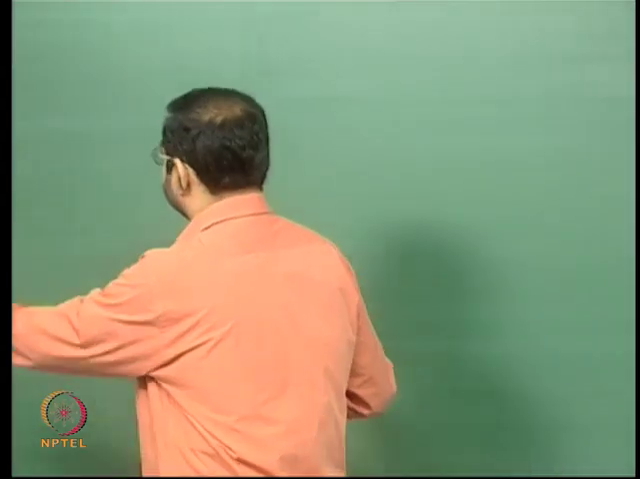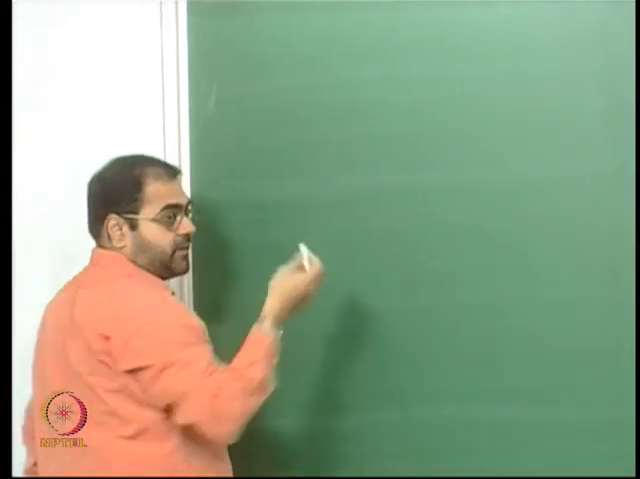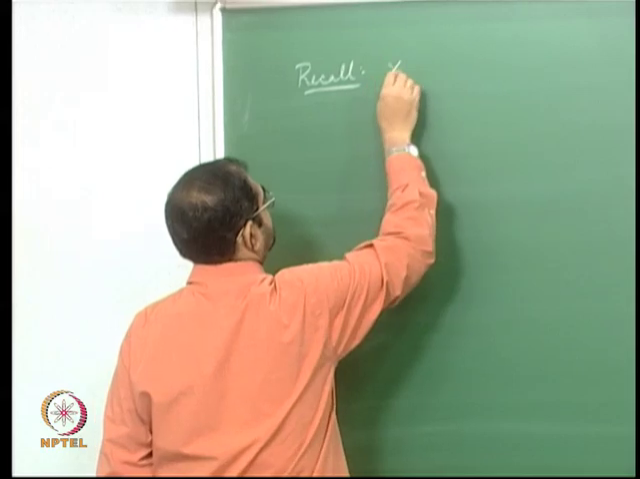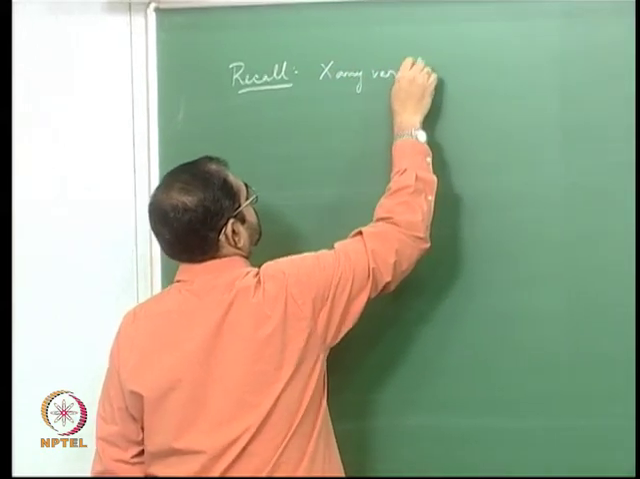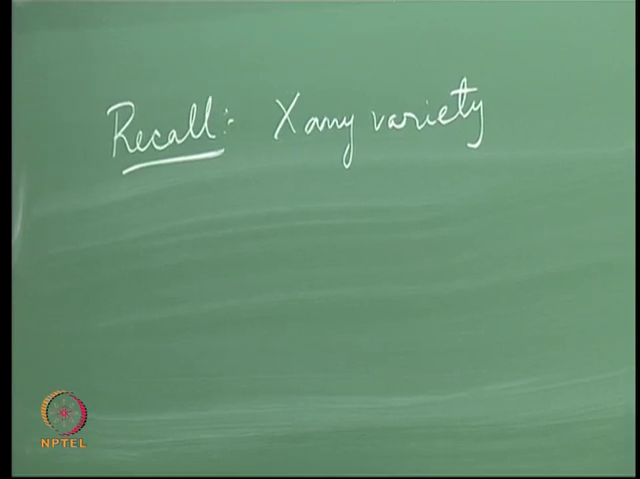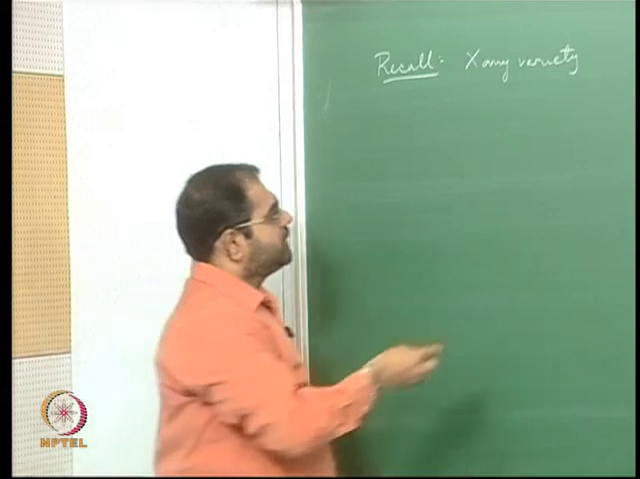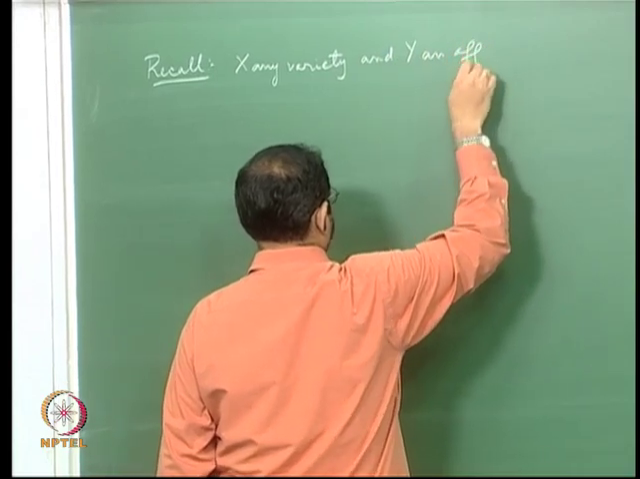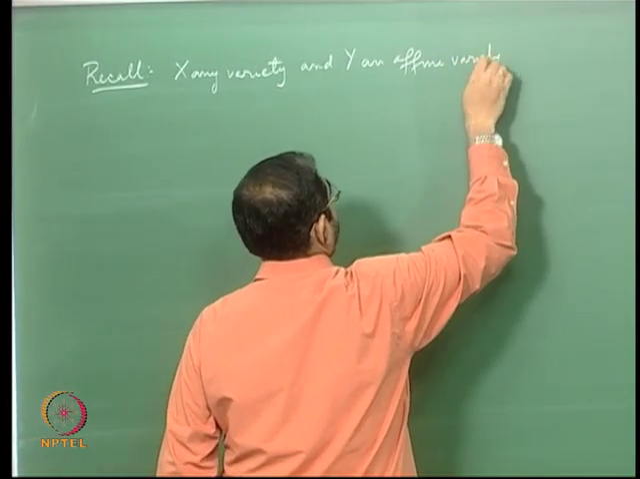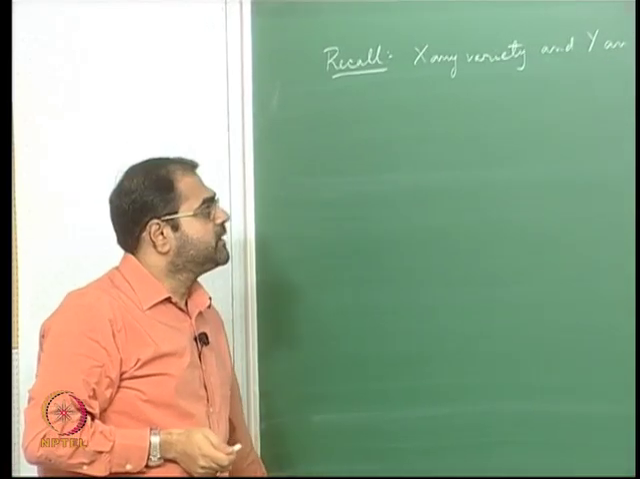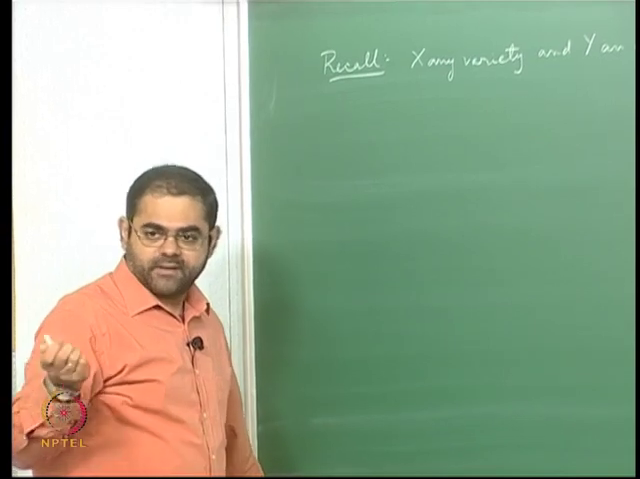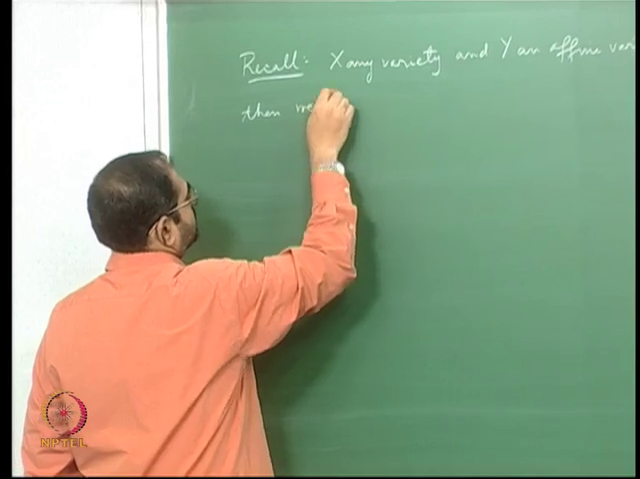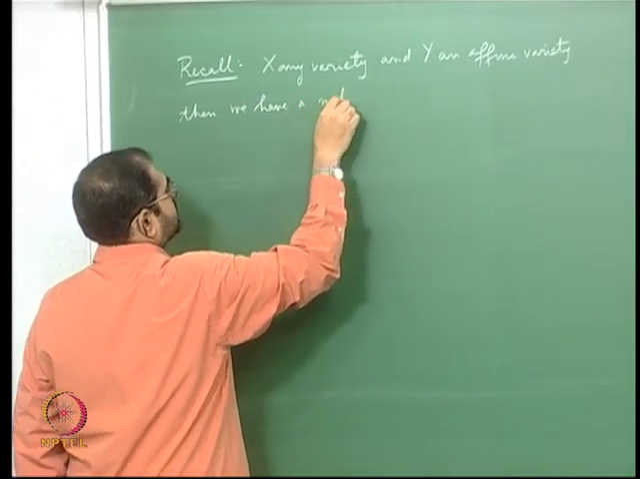I'll first recall the following thing from the previous lecture. If you recall, x is any variety, of course here for us any variety will mean either an affine variety or a quasi affine variety. And y is an affine variety, which means y is an irreducible closed subset of some affine space over an algebraically closed field, of course. Then we have a natural bijection.